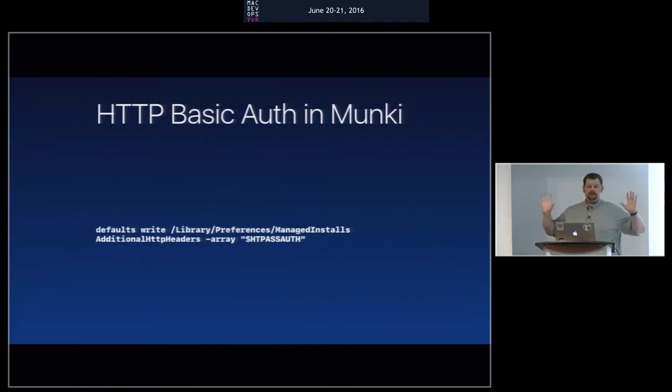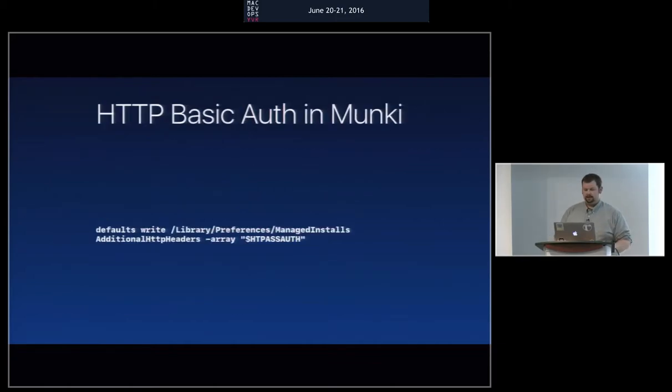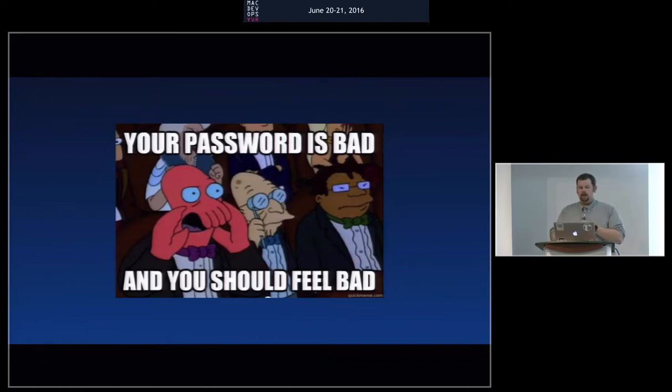Basically you say defaults write, managed installs, additional HTTP headers, and then add an array with the HTTP auth. In Munki you can see that we are creating that variable with a base64 operation there just to give you a long string, and that's just required by the technology. Your password is not the only way to do this. You can stack passwords to your heart's content in HTTP basic auth. You can have multiple usernames and passwords and the whole nine yards, but once you have lost control of that password file, you have lost control of your server.